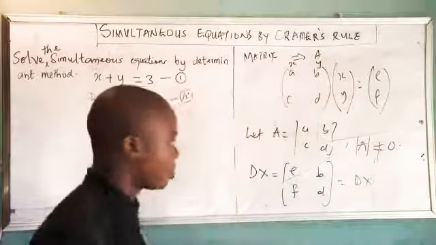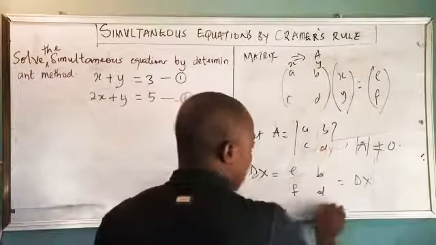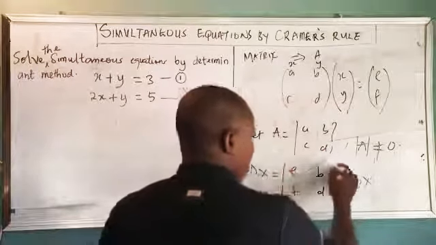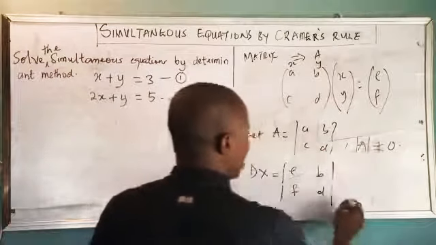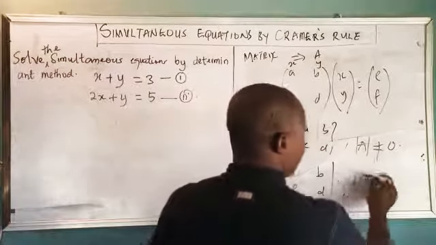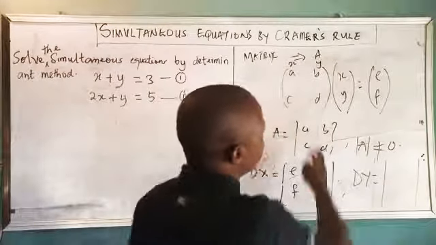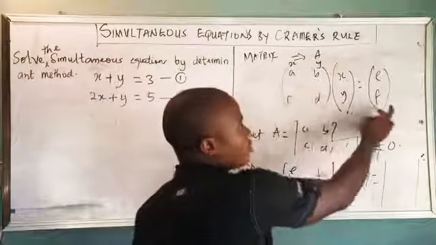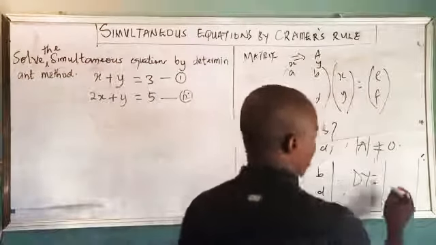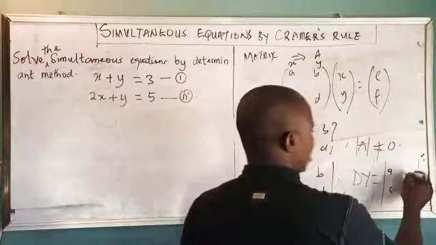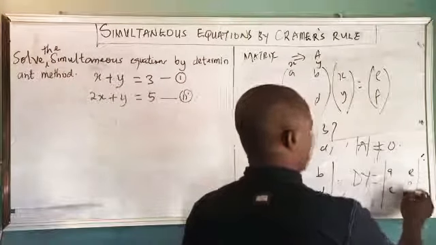I don't know, maybe you are getting what I'm saying. So this will be like this, I mean the determinant. So also the determinant of y will be, what is y? You try to replace the y column by the constant terms. So we have A, C, E, F.